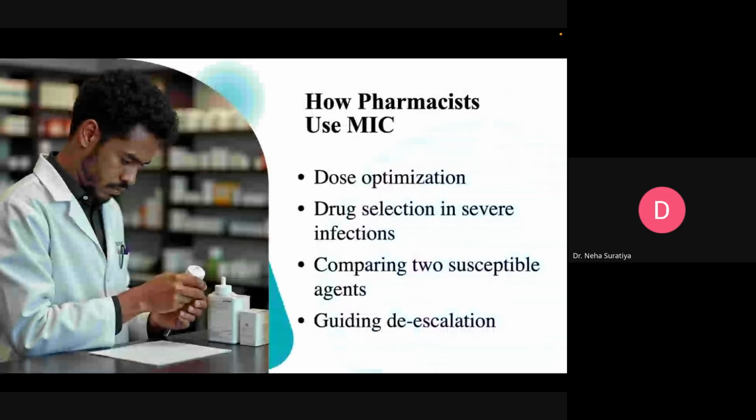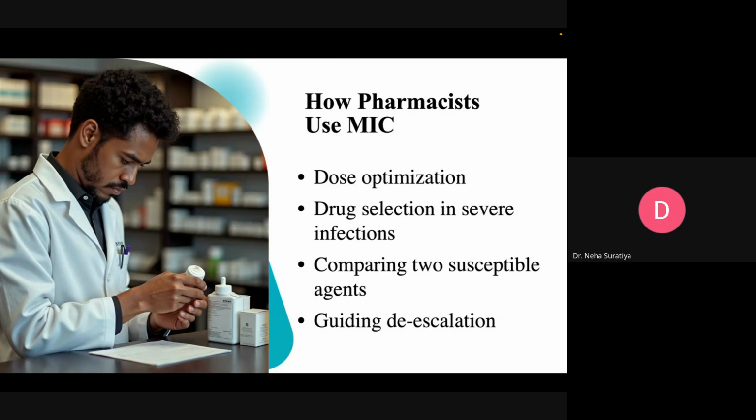Okay, now how do pharmacists use MIC? Now that you understand MIC and break point, this is the correct time to discuss how pharmacists actually use MIC in practice. Okay, we do not use minimum inhibitory concentration just to label the drug, guys, as sensitive or resistant. Pharmacists are using MIC for choosing between two susceptible antibiotics. Very important. You are comparing two susceptible agents.